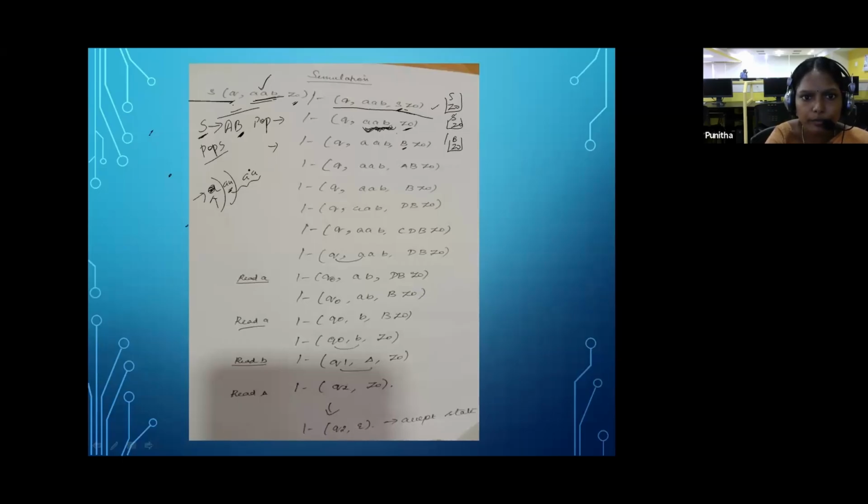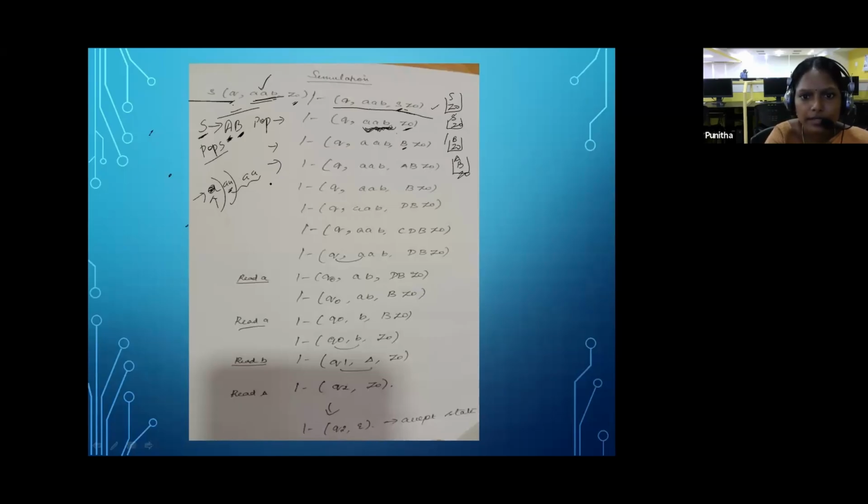Then I need to perform the push A. In this step I'm performing the push operation. If I push A, it means A will be inserted into the stack. So my status will be A, B, Z naught.